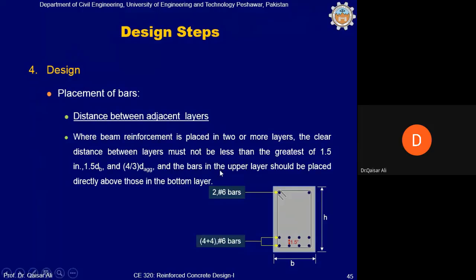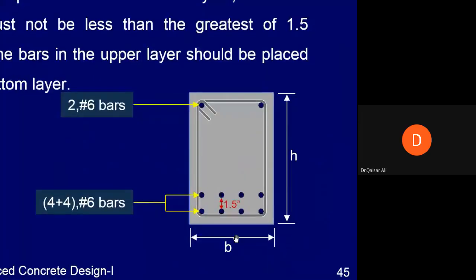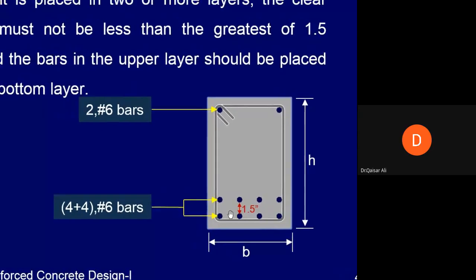The next requirement according to the ACI code is that where beam reinforcement is placed in 2 or more layers, the clear distance between layers must not be less than the greatest of 1.5 inch, 1.5 d_b, and 4/3 d_aggregate. D aggregate means the maximum size of the aggregate. And the bars in the upper layer should be placed directly above those in the bottom layer. Sometimes you may come across a situation where the number of bars placed in one layer may not be sufficient, so a second layer of bars will be placed, and if a second layer is to be placed, then there are 2 requirements as per the ACI code.